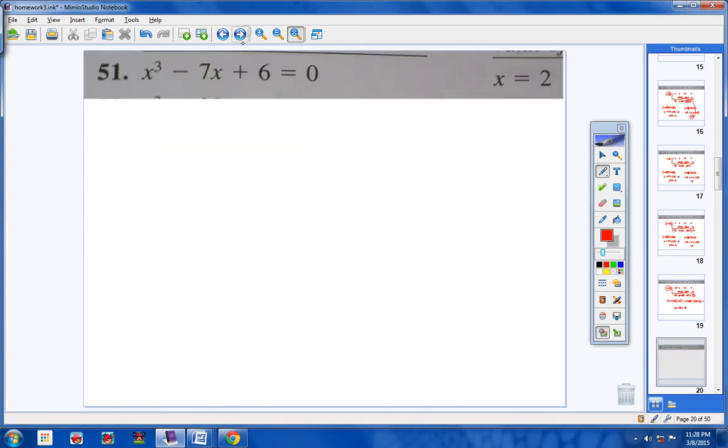Okay, pretty tough one. Alright, let's move on now to numbers 51 through, let me look at the directions here just real quick. 51 through 57, the directions say use synthetic division to show the given value of x is a solution of the third degree polynomial equation and use the result to factor the polynomial. List all real zeros. So we're going to prove that 2 is a solution. Then we're going to factor it and then list all of the real zeros. So here we go.